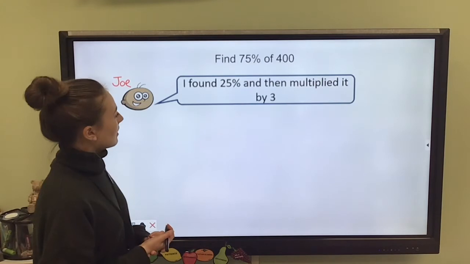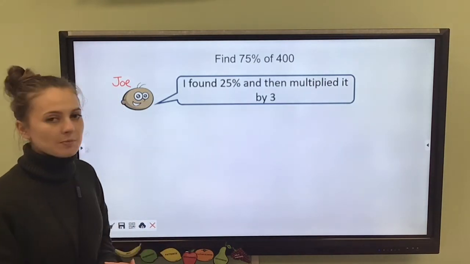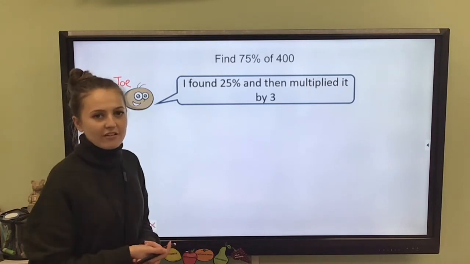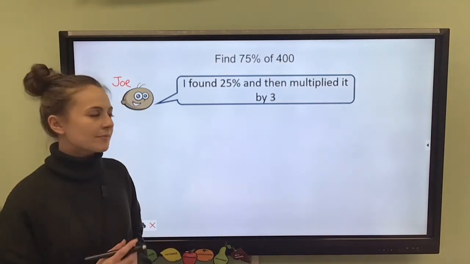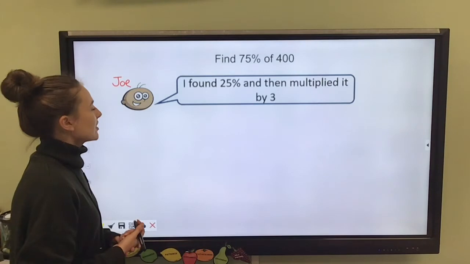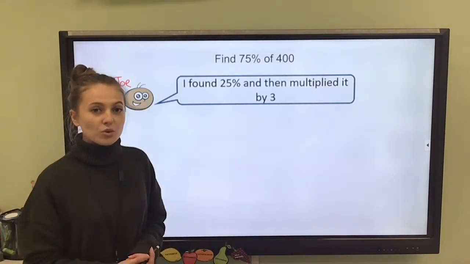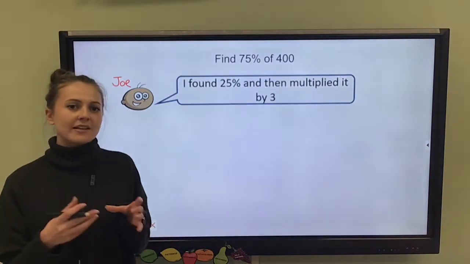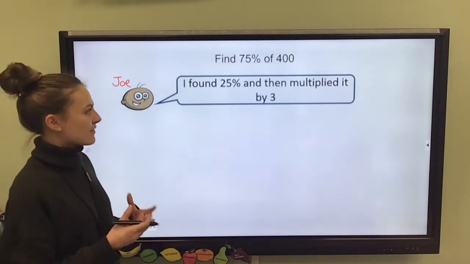Joe said, I found 25% and then multiplied it by 3. Joe knows that 75% is equivalent to 3/4, and he also knows that 25% is equivalent to 1/4. So what Joe's doing is finding 1/4 and then multiplying that by 3 to find out what 75% is.